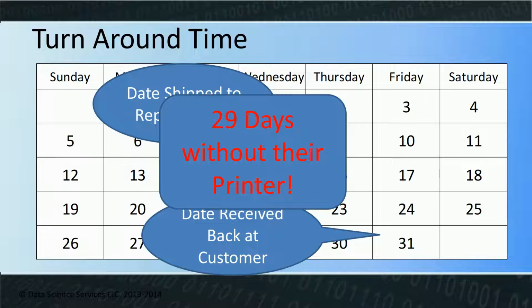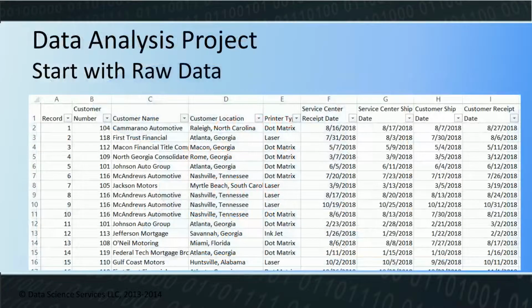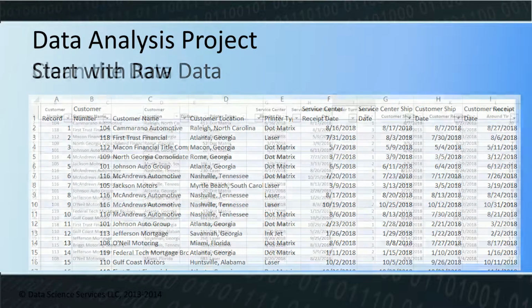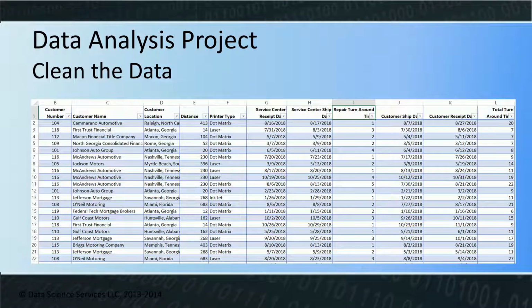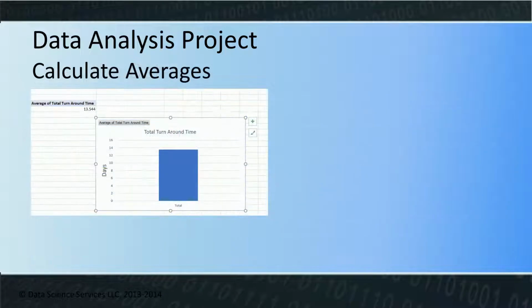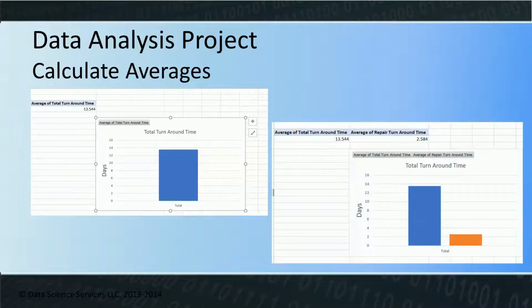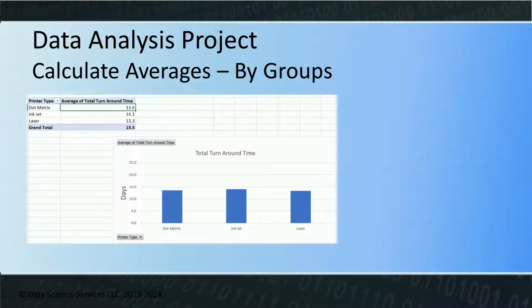But National said that they were meeting their commitments, so the management team started a project to analyze the data to get the facts. We started with a data table listing repaired products with dates. First, we cleaned the data and added some additional information, calculating the repair turnaround time in workdays and the total turnaround time in calendar days. And we added the distance from the repair center to the customer location as an additional field, using the VLOOKUP function. We then calculated averages, the average turnaround times, and then broke down the averages into groups to explore the data by using pivot tables and charts.